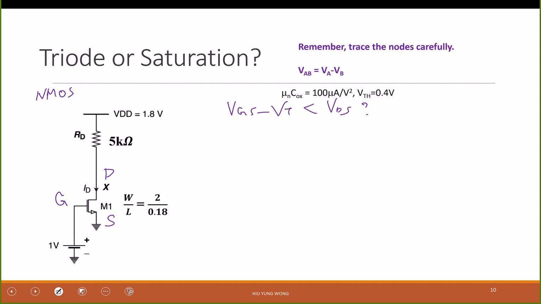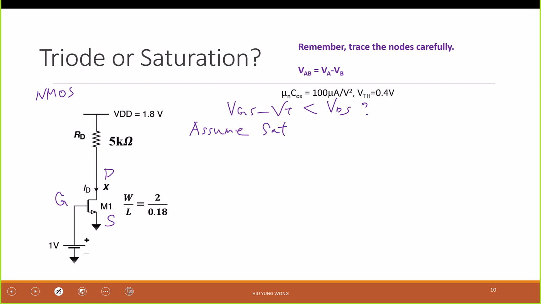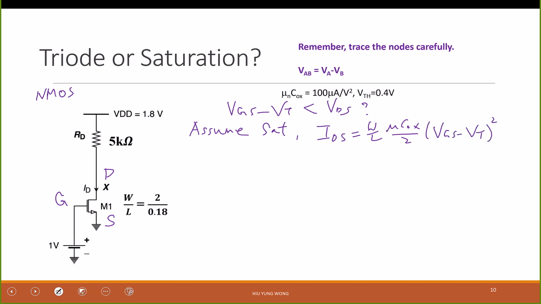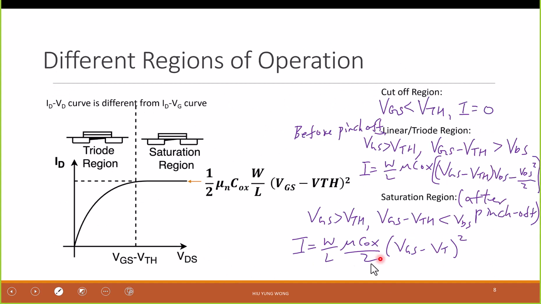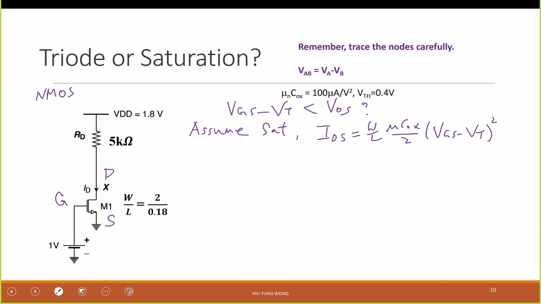So what we can do as an engineer is to make an assumption. It doesn't hurt, right? We assume it is in saturation. You can assume it is in linear first, that is the same, right? If I assume it is in saturation, I know I can use this equation, IDS equal to W on L, mu C ox divided by 2, VGS minus VT squared, instead of this one. I'm using this one because I assume it is in saturation first.